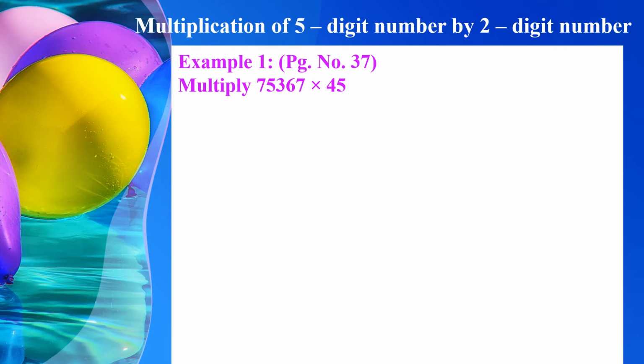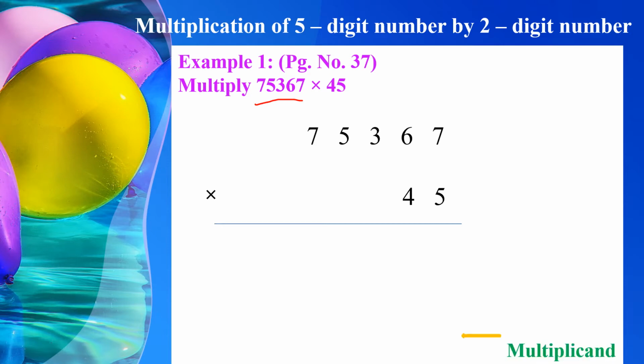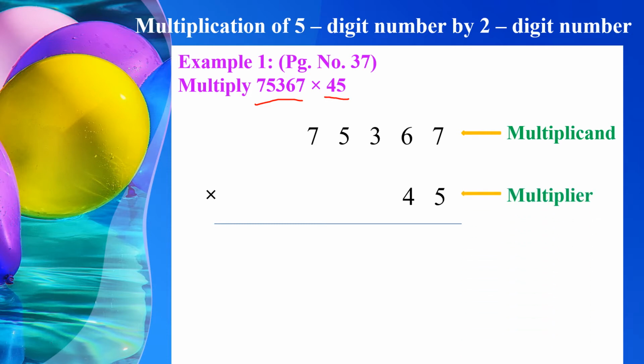Multiply 75,367 into 45. First, we will write both the numbers in the proper place with the multiplication symbol. The first number in the multiplication is always called the multiplicand. That is, the number to be multiplied is called the multiplicand. The second number in the multiplication is called the multiplier. That is, the number by which the multiplicand is multiplied is called the multiplier.